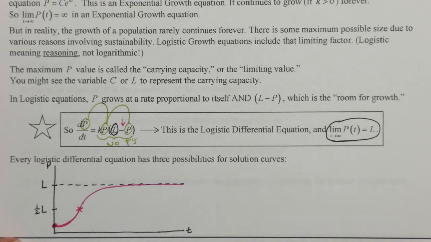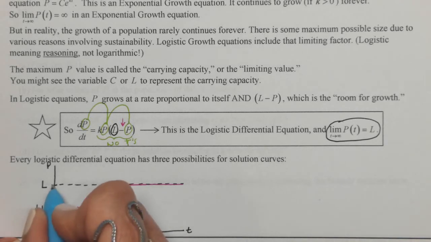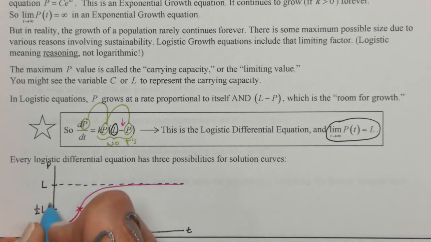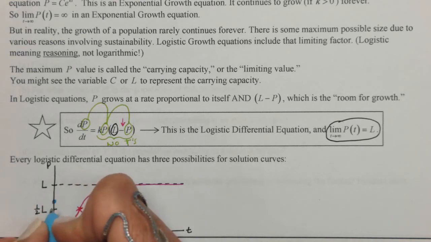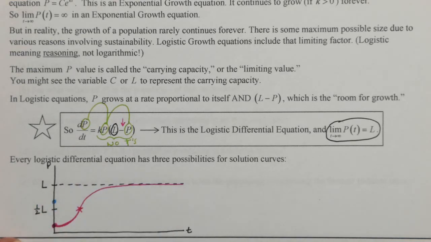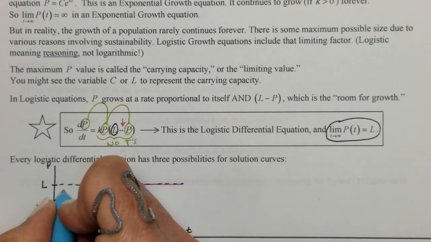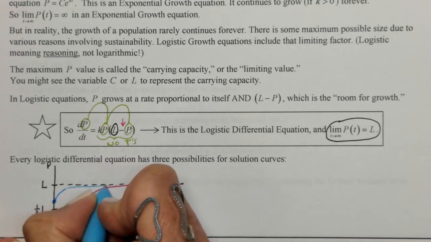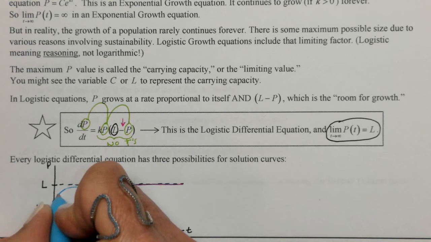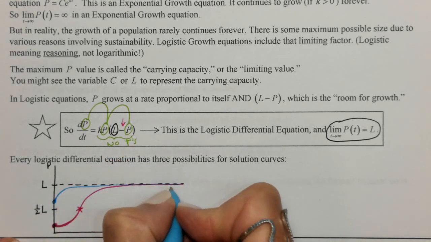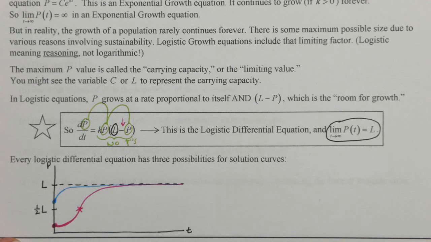Okay? The next possibility is if our initial population is somewhere between 1/2 L and L. Let's say it's right here. If that's the case, you do not have this gradual concave up piece. The entire thing is concave down, and it does that. So it too approaches this horizontal asymptote, but it looks like that. No point of inflection, no change in concavity.